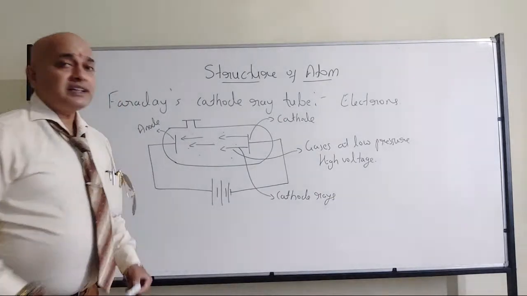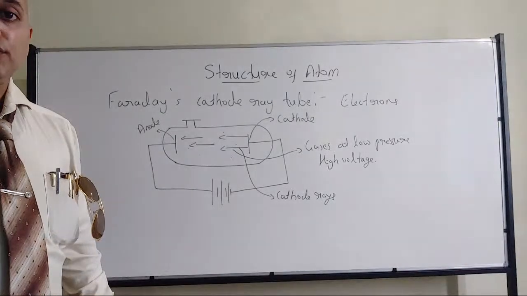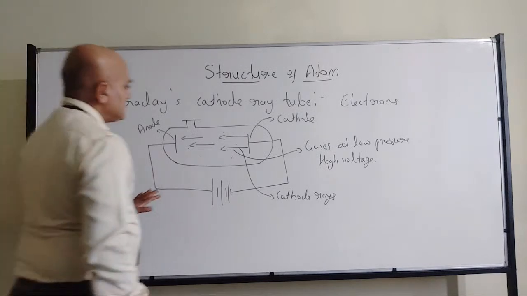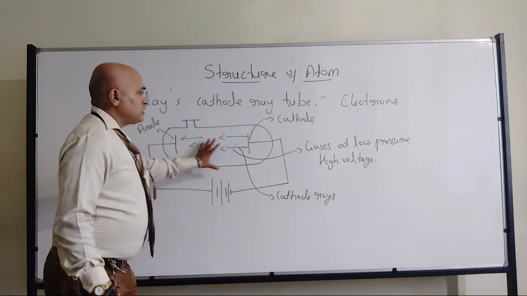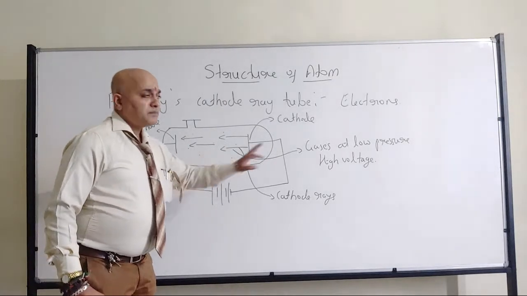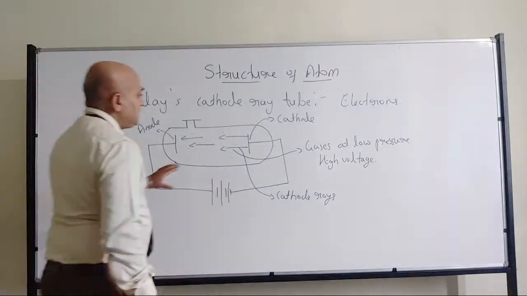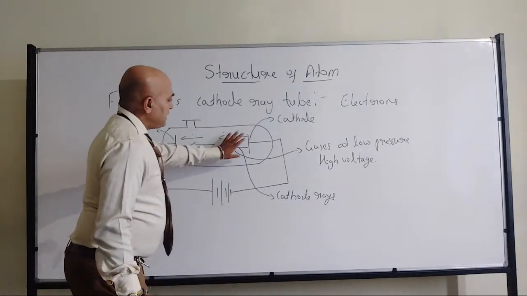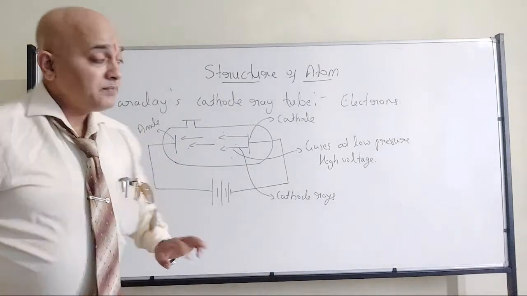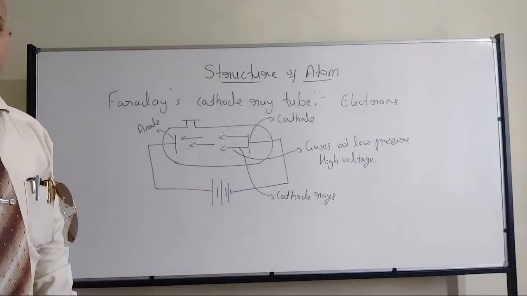So why did they call them cathode rays? Because they originate from the cathode. They have gaseous molecules under low pressure inside the tube, and then they supply high voltage. They observed there is movement of rays, or charged particles, towards the anode. Since it originates from the cathode, they called it cathode rays.